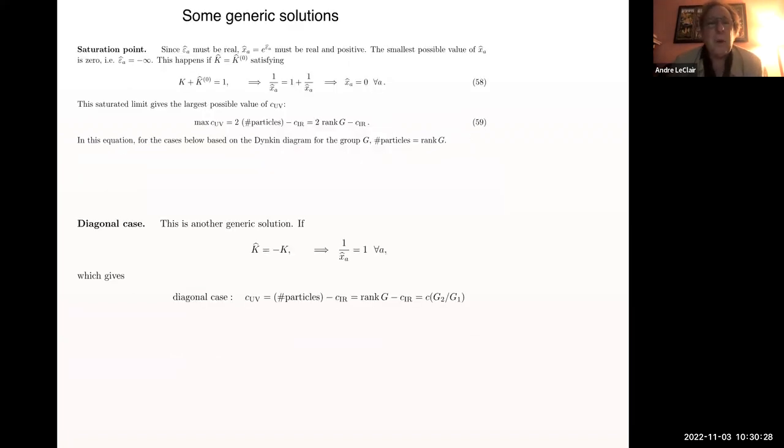Okay, so given the situation, you can find some generic solutions. At the saturation point, we can figure out what is the maximum ultraviolet central charge. And that's when the K hats, I'm going to call it K hat zero, which is just one minus K. So when K hat is one minus K, then all these X's, the solution to the plateau equations, are zero. And then the central charge is twice the number of particles minus the infrared central charge. We're going to be looking at cases where the spectrum is determined by a Lie group. I'm going to refer to that group as G, and this is twice the rank of G.